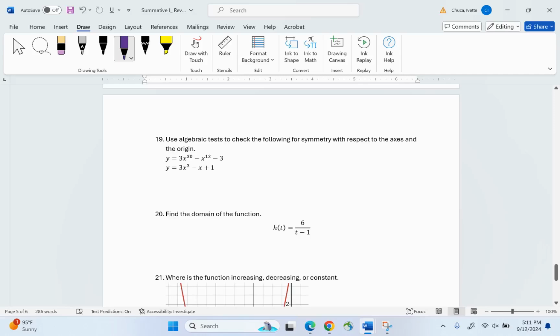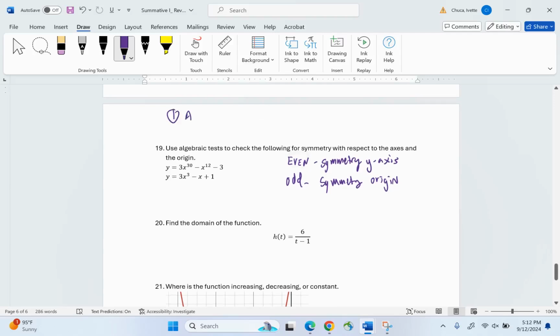19, use algebraic test to check the following for symmetry with respect to the axis and the origin. Hopefully you saw this: if a function is even, then it has symmetry on the y-axis. And if a function is odd, then it has symmetry on the origin. We also did examples where we know a function is even if all the exponents are even, and we know a function is odd if all the exponents are odd. So those are your cases, right?